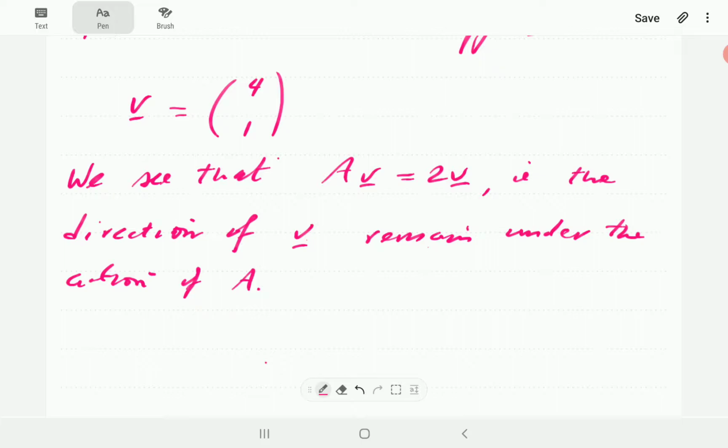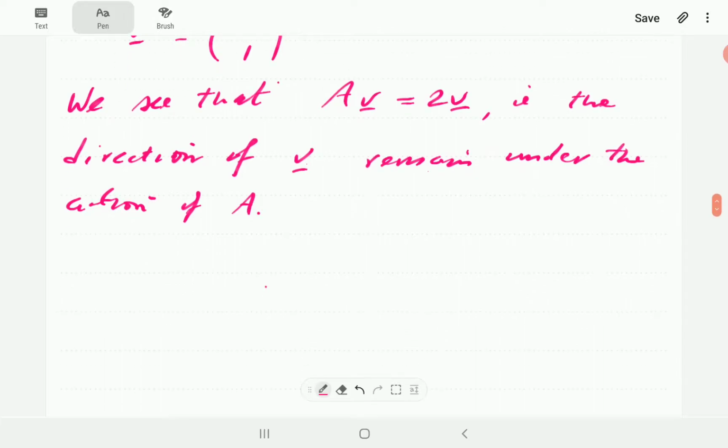So that means this vector V has got a special relationship with the matrix A. Okay, so yes, indeed, V is a special vector to the matrix A, and this special vector is called an eigenvector. Okay, so it's an example of what we call an eigenvector.